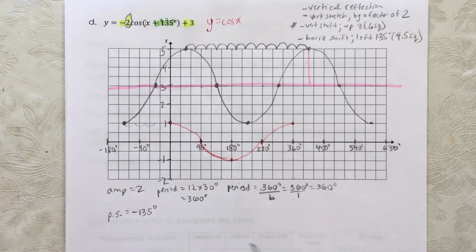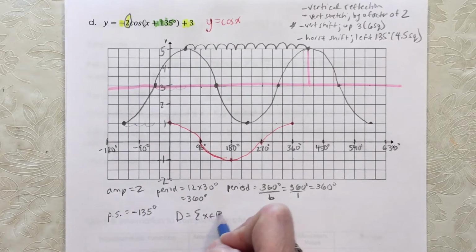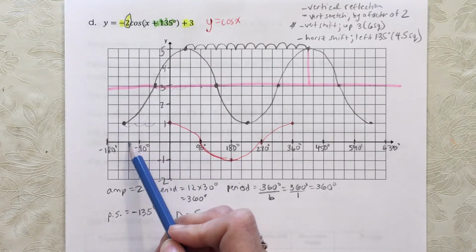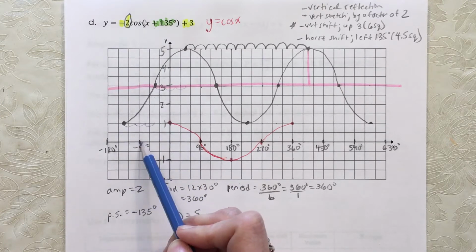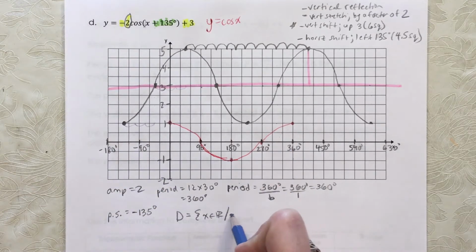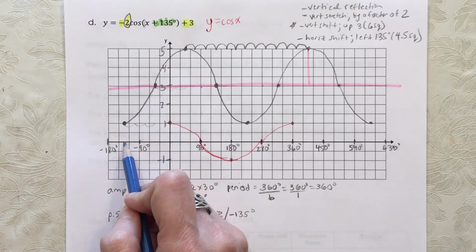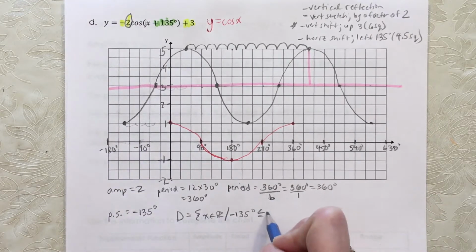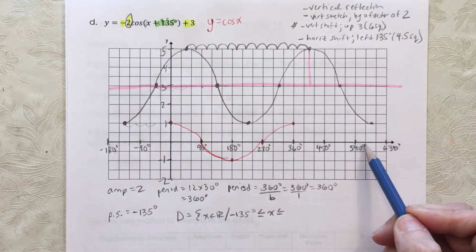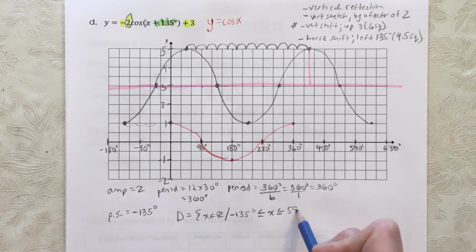And then we need to do domain for what we drew. So the leftmost is halfway between negative 90 and negative 180, which is negative 135 degrees. Or you can think about 30 and then 15. And then the farthest right we go is 570 and 15, 585.